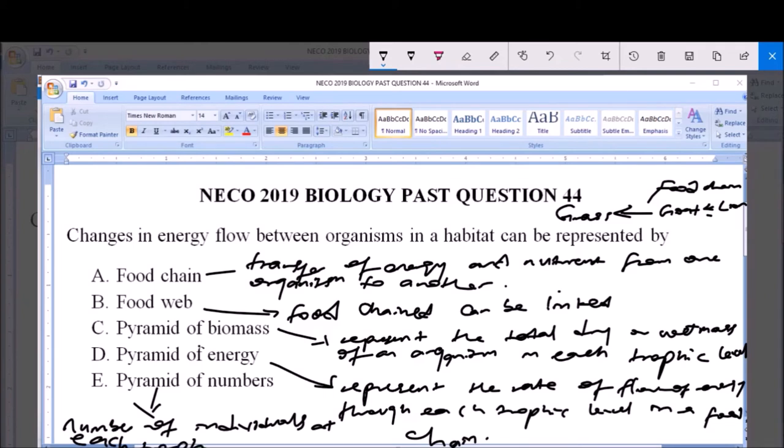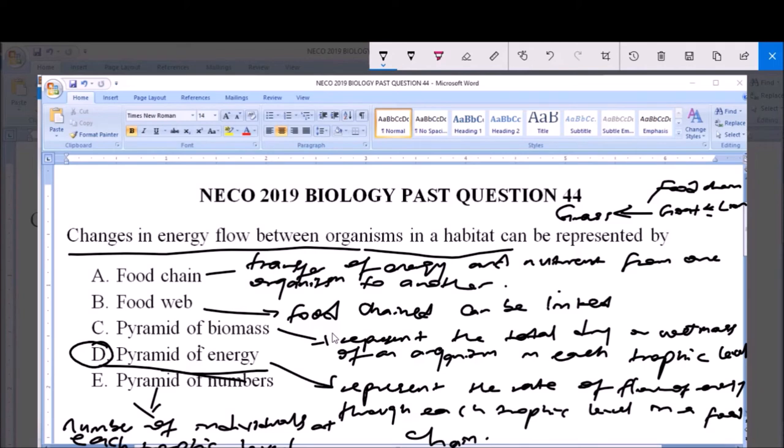Now let's go back to the question. The question says changes in energy flow between organisms in a habitat can be represented by. Like I told you, food chain refers to the transfer of energy and nutrients from one organism to another. Pyramid of energy represents the rates at which energy flows from one organism to another, so it also represents the changes in energy flow between organisms in a habitat. That is, how the energy flow changes from the producer, down to the primary consumer, the secondary consumer, and the tertiary consumer.